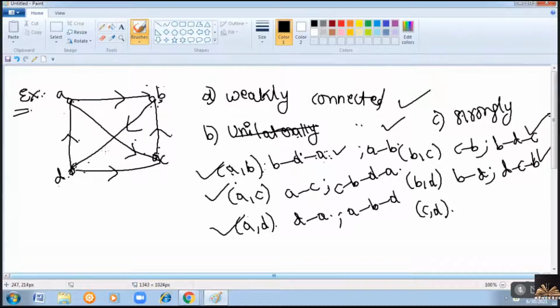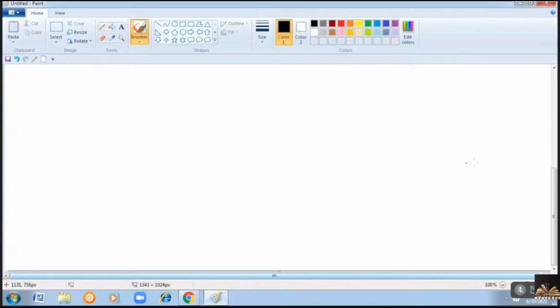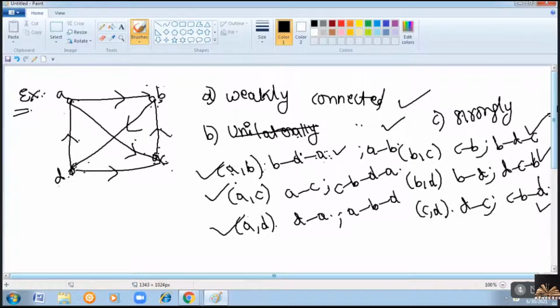Next is C and D. Consider this pair C and D. So D to C, there is an edge. From C, can I reach D? Yes. C to B, B to D. So for all the pairs of vertices, in both the directions, the vertices are reachable from the other vertex in the pair. Therefore, you can say that it is a strongly connected graph. In this way, we can say which type of connectivity the digraph satisfies. Is it clear, ma'am?